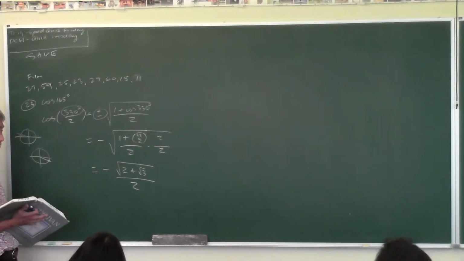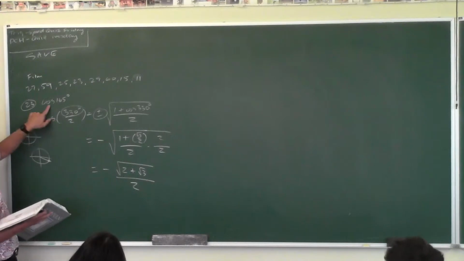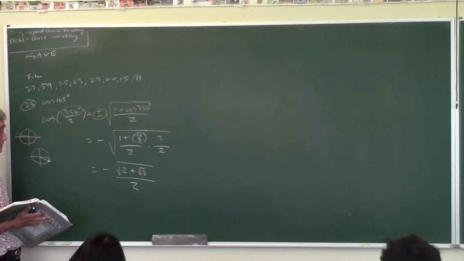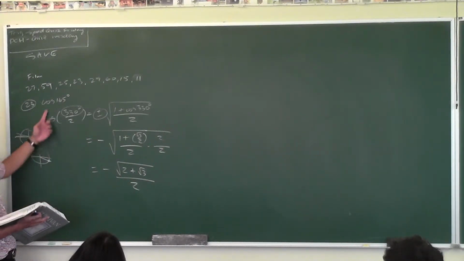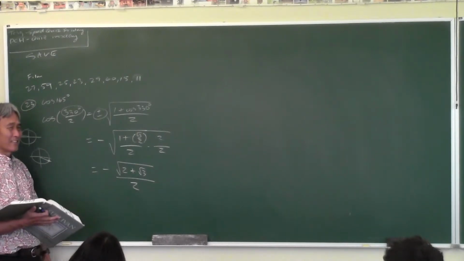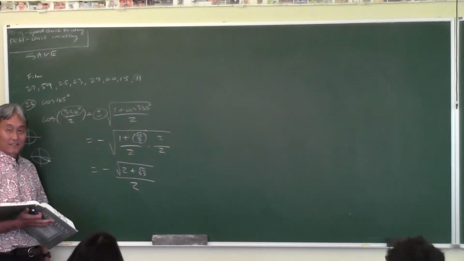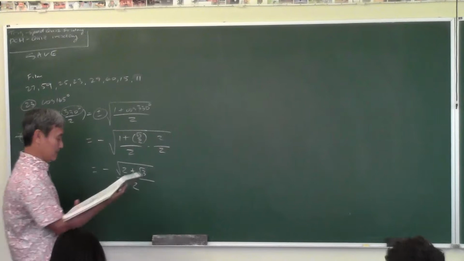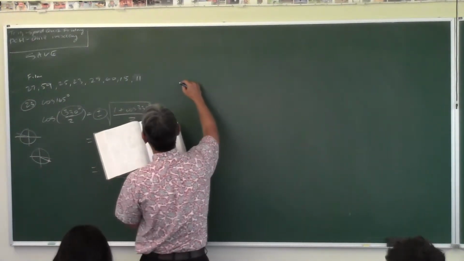But let's just say, what if I did put secant? Then what would you do? What if I put secant here instead of cosine? What would you do? Change it into cosine. No. If this is cosine, how do you get secant? Just flip it over, right? Yeah. But I'm not going to give you that. So, okay, what's next? 25?